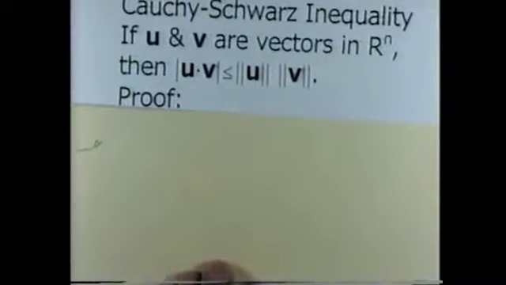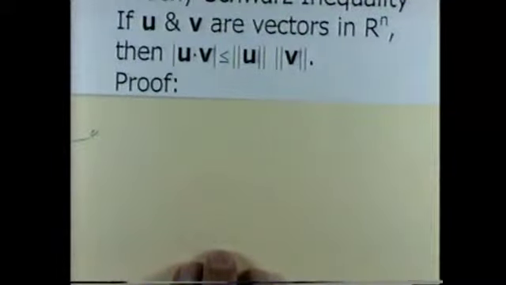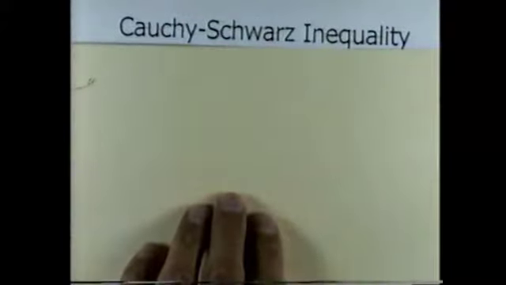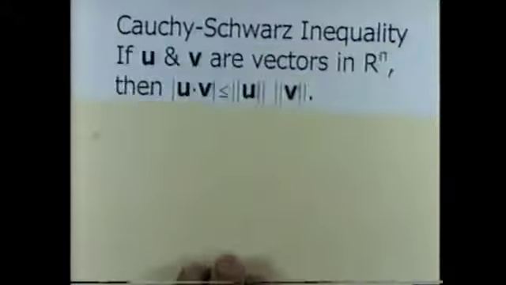Let's look at the proof. Now this is a rather ingenious proof. It's one that you would probably not think of on your own, but it's one that is easy to follow. Just think, if all of us could think of it on our own, then we would have our name on it rather than Cauchy-Schwarz.